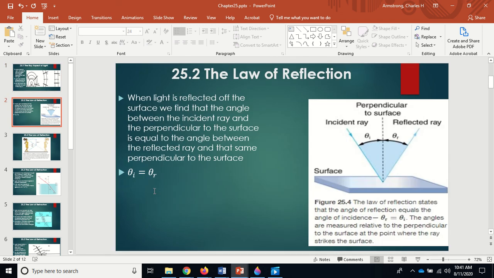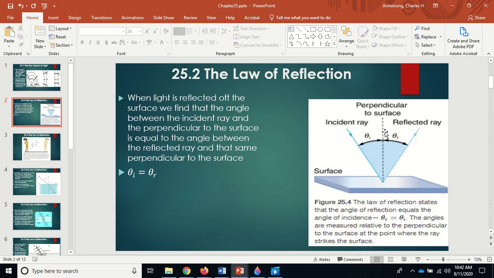Now we're already up to section 25.2, the law of reflection. When light is reflected off a surface, the angle between the incident ray and the perpendicular to the surface is equal to the angle between the reflected ray and that same perpendicular. In other words, here's the incident ray. This is where the light comes in, then it goes off like this. This is the reflected ray, so it's bounced off the surface already.